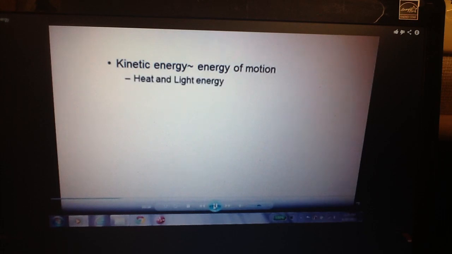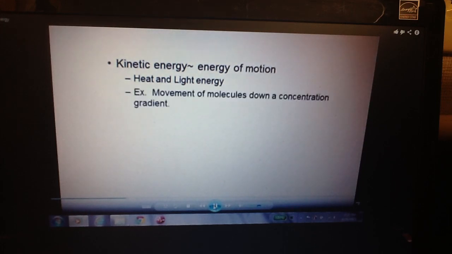There's two major types of energy. The first one is kinetic energy, which is the energy of motion. When things are moving, for example, a rock rolling down a hill, that is kinetic energy. Heat and light. So if you were to see light coming from a fire, you feel warm when we burn wood. That is kinetic energy. We're also going to be looking at how we move molecules down a concentration gradient. So how do we go from an area where there's lots of sugar to an area where there's less sugar? That is kinetic energy as well.